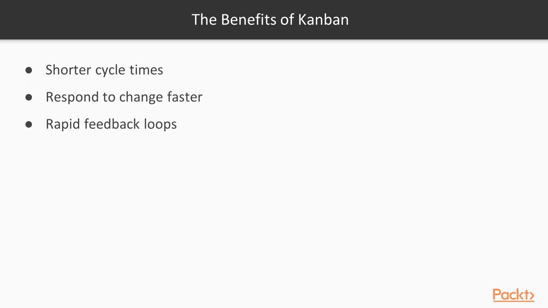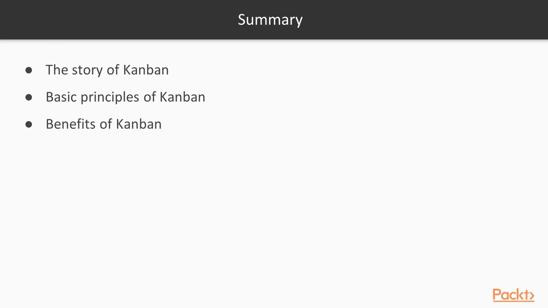Okay, so let's wrap up this video on the introduction to Kanban. What did we talk about? We talked about the story of Kanban and some of its principles. We talked about where it came from, how it grew out of the Toyota methods, and some of the principles for the flow of Kanban, and how we can use Kanban in an everyday world in software development. And lastly, we talked about the benefits of Kanban. What are we gaining from using the Kanban process?